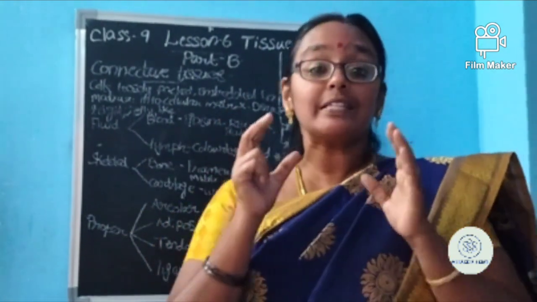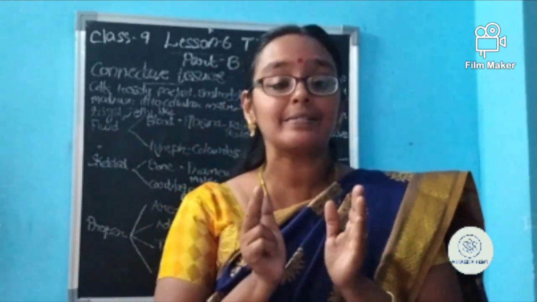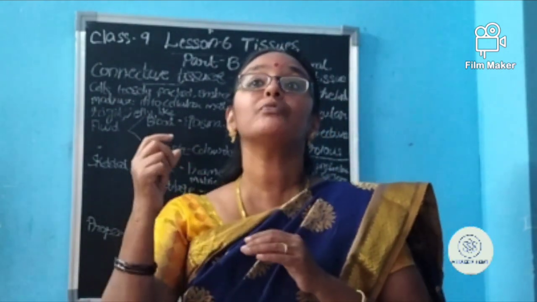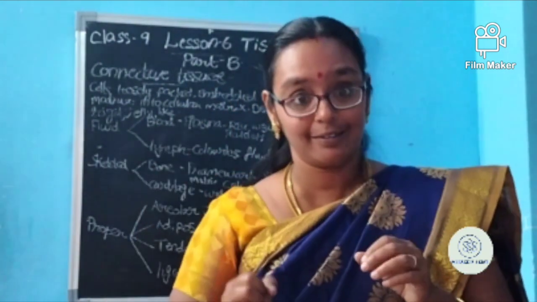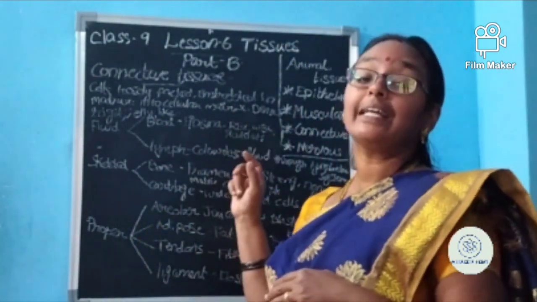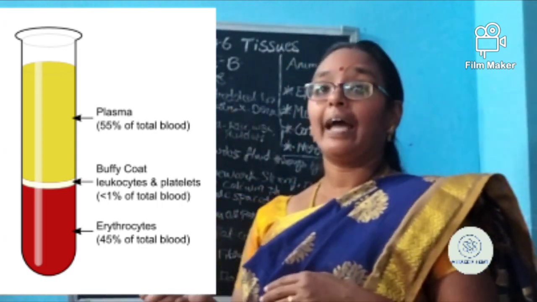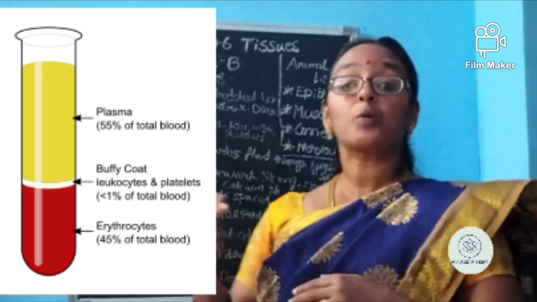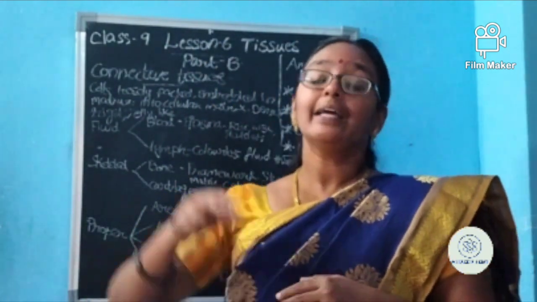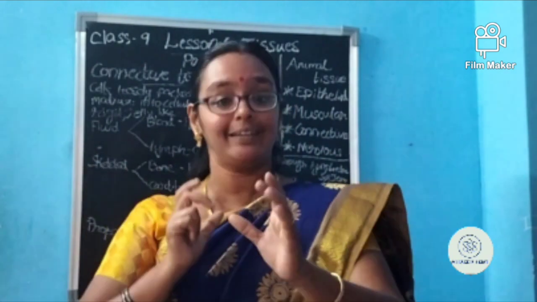Because of RBC we are getting the red color. If the number of RBC is very less, the color of the blood will not be dark red. It will vary. Okay, dears. So this is the intercellular fluid. What is that? Plasma in the case of blood. And it contains proteins, some hormones, sugars and so on. And here the other cells are able to move freely.